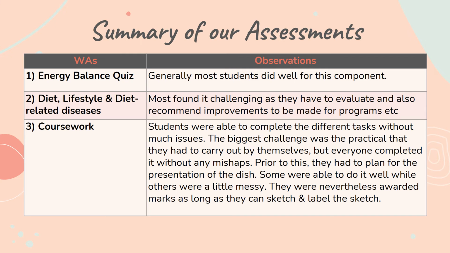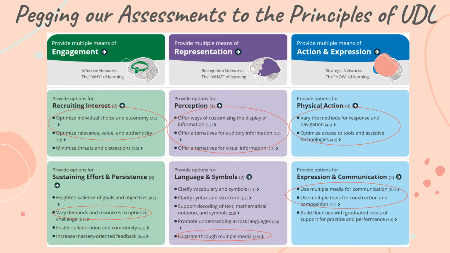To summarize our assessments, here are some of our observations. We find that students generally did well for the energy balance quiz as well as the coursework. The coursework allowed them to excel in the different areas that they could have tapped on their strengths and abilities. The video assignment was a little more challenging for G1 and G2 students as it requires them to evaluate. Our assessment leaned towards the principles of universal design for learning. We design our assessment based on multiple modes of engagement, representation, and through action and expression.